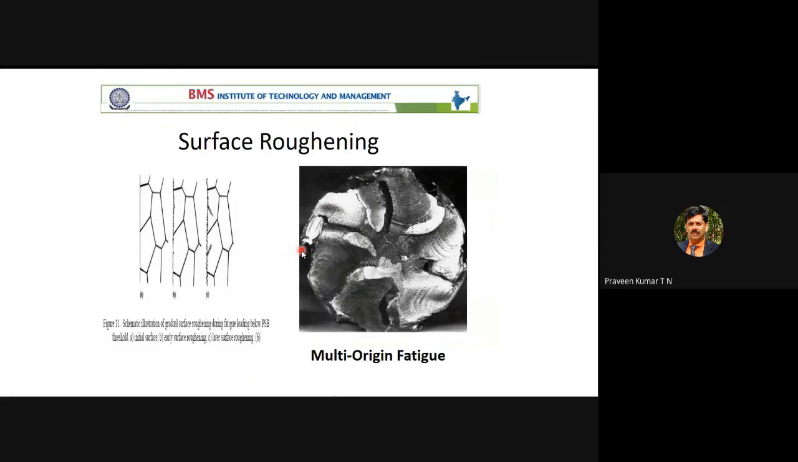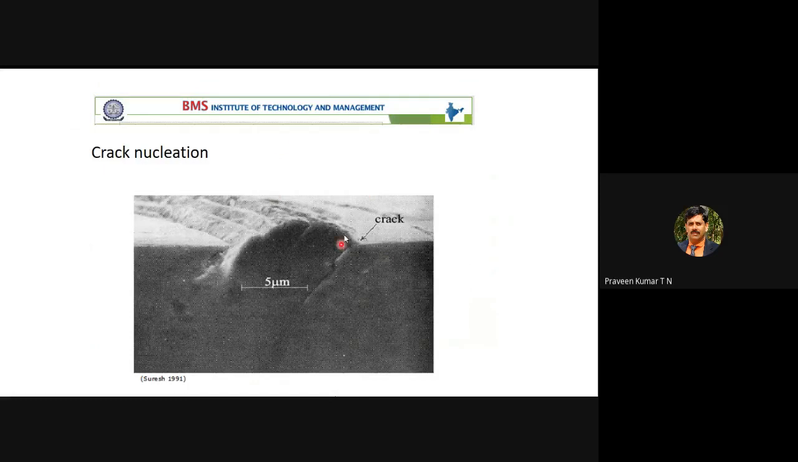This is the photograph. This is multi-origin fatigue. The fatigue has taken place at different points. This is one fatigue location. This is one more fatigue location. This is a crack. We are saying micro crack. In magnetic particle testing, we can find out only the macroscopic crack. For detection of micro cracks, we have to go for a special electron microscope, that is, a scanning electron microscope.